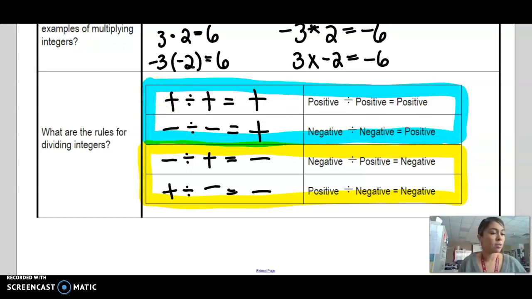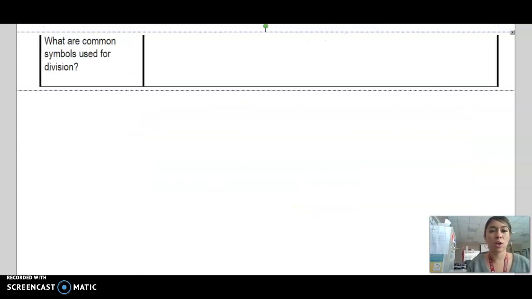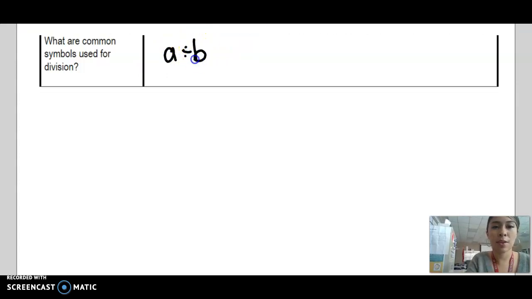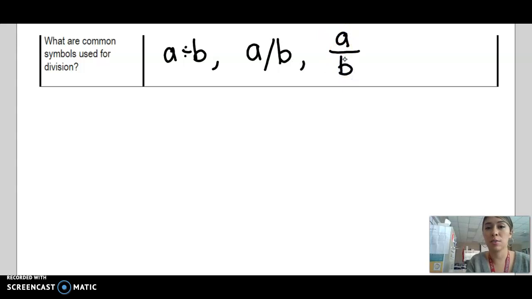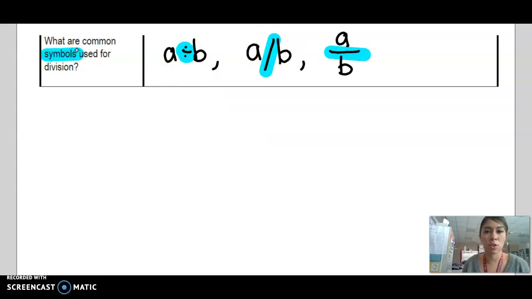Okay, let's talk about common symbols that you will see. There are going to be 3 common symbols that you will see for division. The most common one will be this one, A ÷ B. Another common one that you will see is a slash, A / B. That is also another division symbol. And if you ever see a fraction, that is also going to be division. So division, division, division. These are going to be the 3 symbols that you will see for division this year.